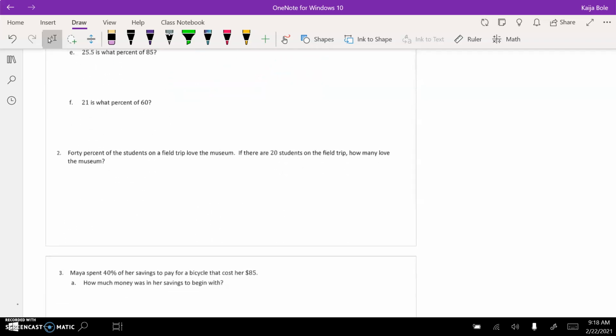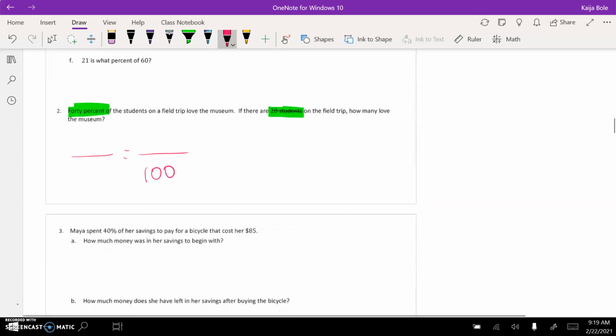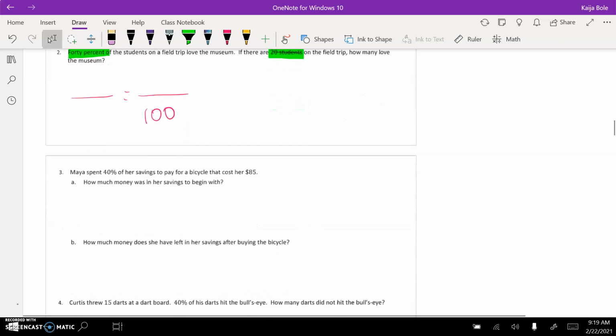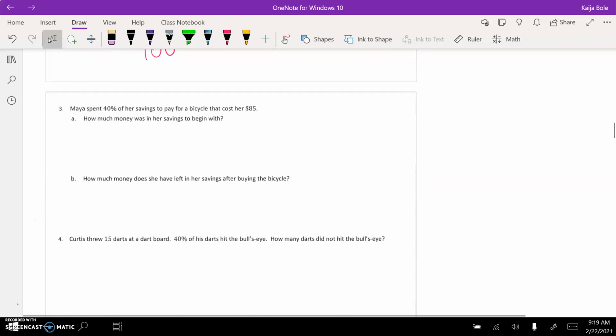Number 2, 40% of the students on a field trip love the museum. If there are 20 students on the field trip, how many love the museum? So there's 20 students in total on the field trip. 40% of them like the museum. So again, you're going to do your proportion. We always know 100 goes there. And then on the next page, just more of the same types of questions.